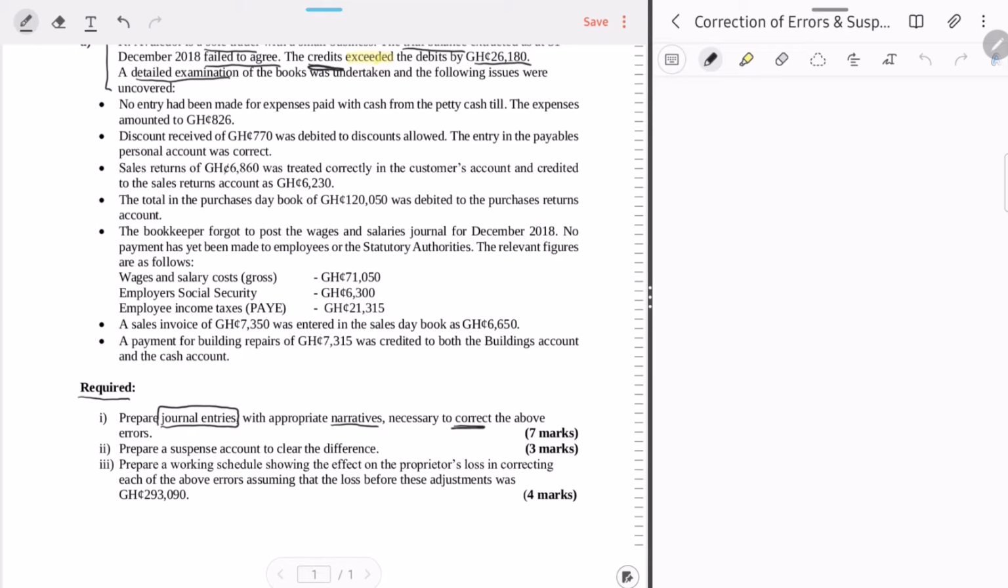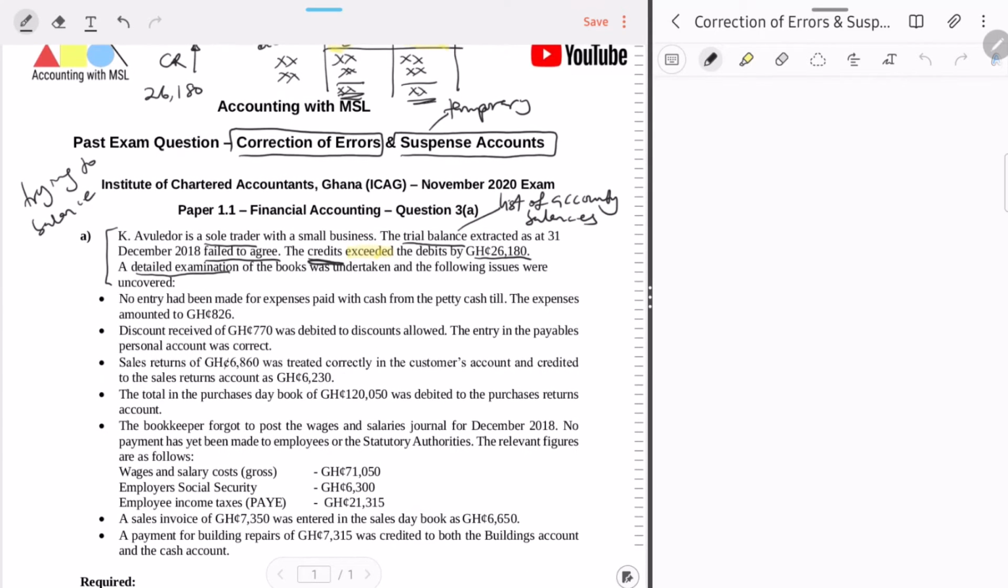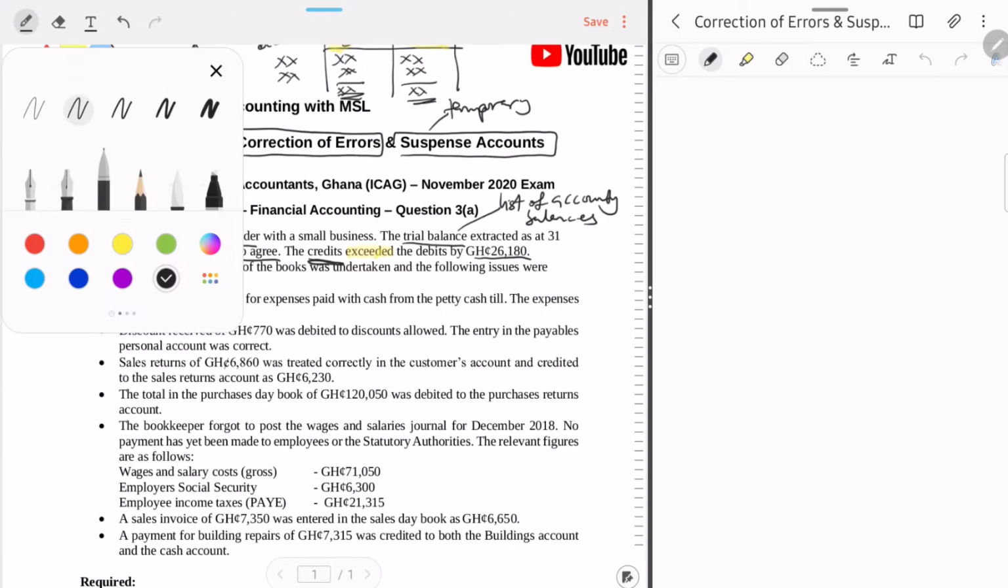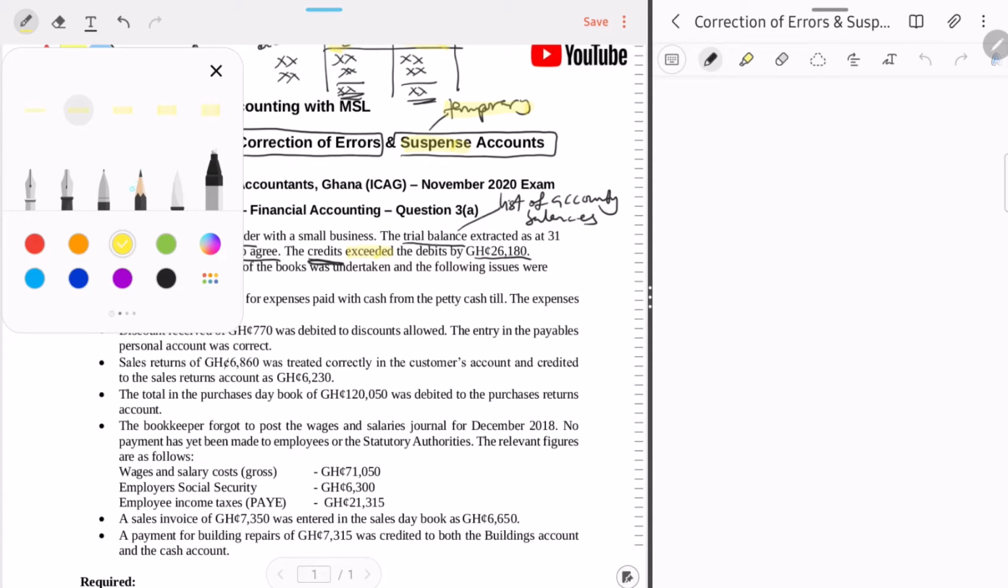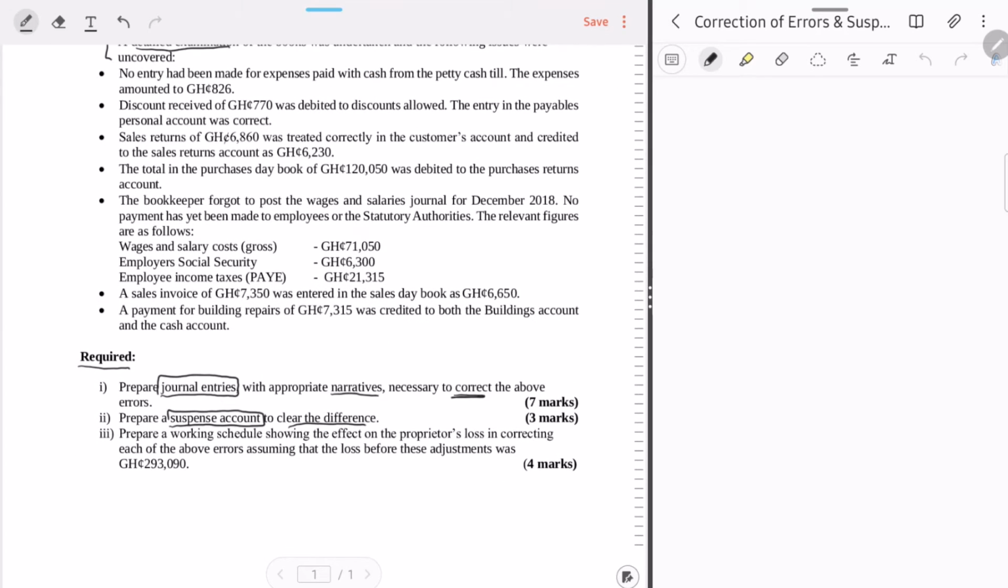Like I promised you, by the time we are done with this exercise, having gone through the whole video, you will know how to correct errors. I promise you that. The next is to prepare a suspense account to clear the difference. Remember I told you at the top that a suspense account, as the name implies, is just a temporary account where I keep balances that I'm investigating in suspense temporarily whilst I investigate. So as you can see, the question is saying that we want to prepare a suspense account to clear the difference. Remember the difference is what?